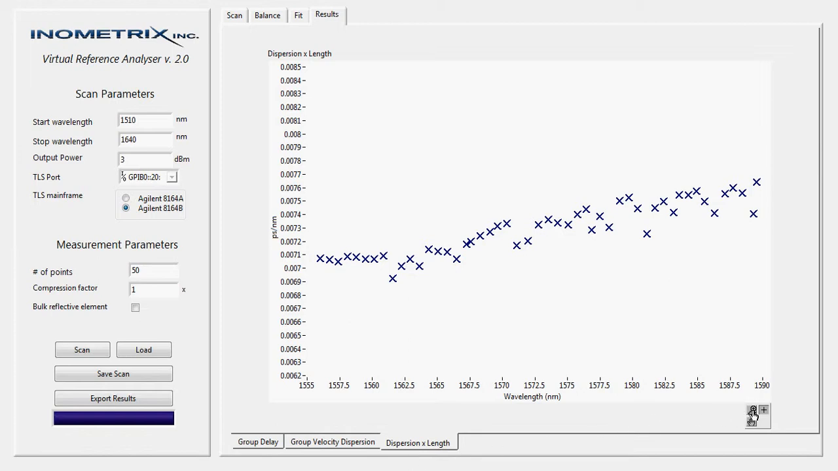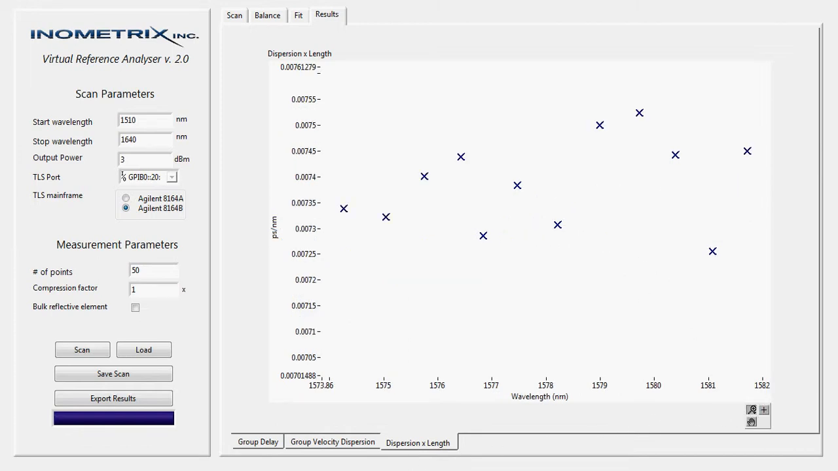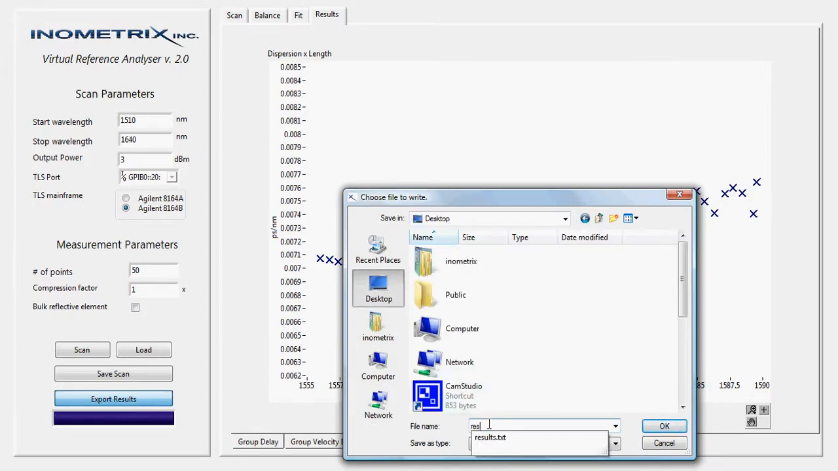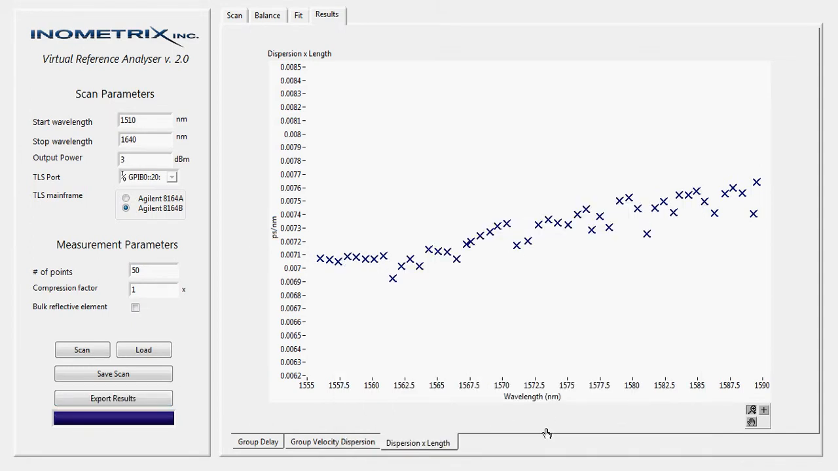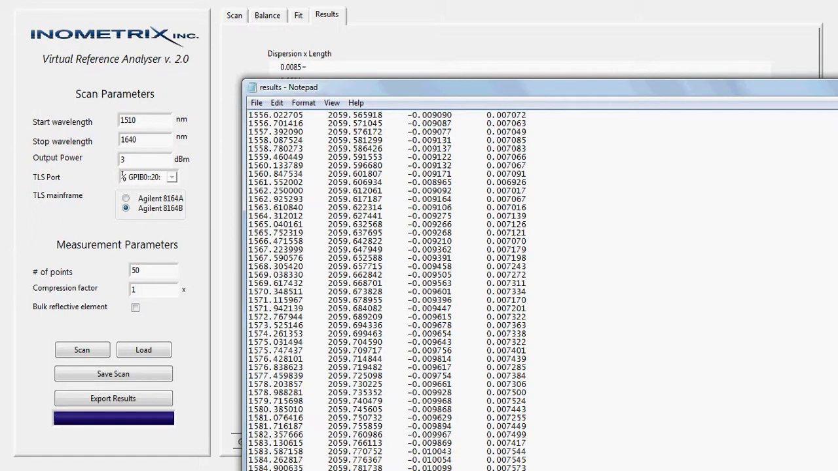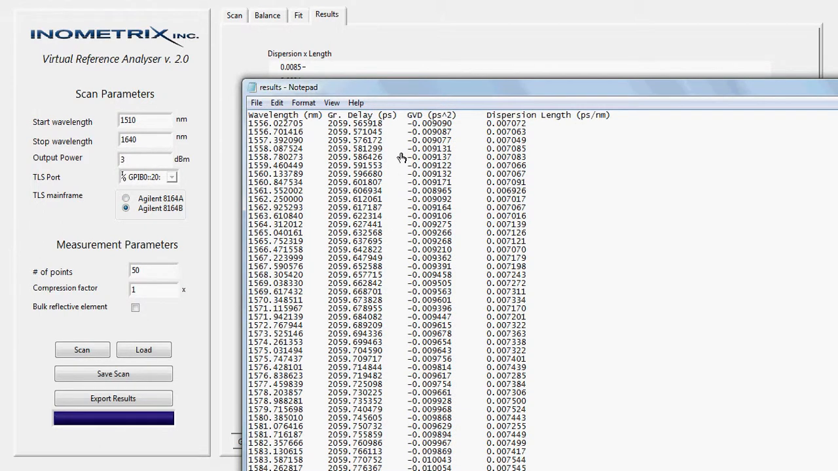Some interesting things. You can always zoom in on points. Okay, we can export the results. So let's export them to the desktop and type results.txt. Then we can go to the desktop and see what the results are here. Let's go in and grab them here. So we've got from 1556 to 1589 here, and it's a column delimited text file, and we've got our group delay, our GVD, and our dispersion length here.